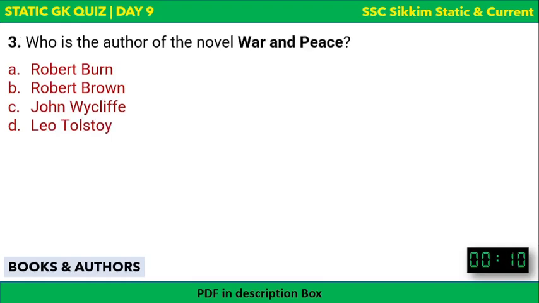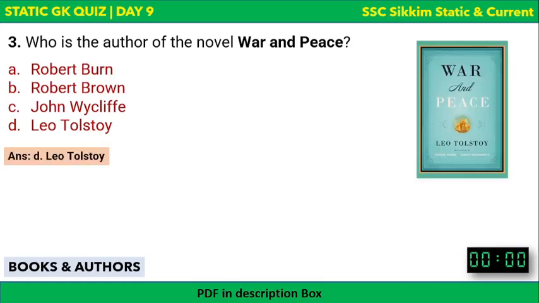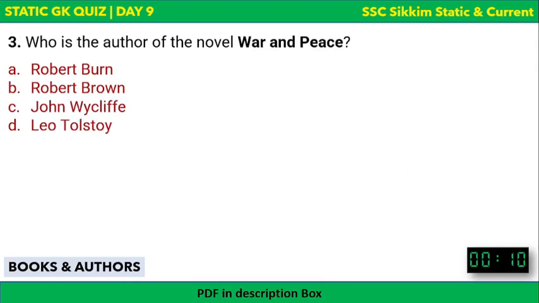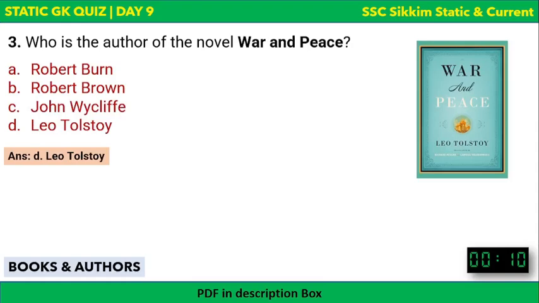Next, who is the author of the novel War and Peace? War and Peace. The options are there, and your time begins now. Robert Byrne, Robert Brown, John Wycliffe, or Leo Tolstoy. The time is over. Again, the correct answer is Leo Tolstoy. So Leo Tolstoy is the one who has written Anna Karenina, and also Leo Tolstoy has written War and Peace.